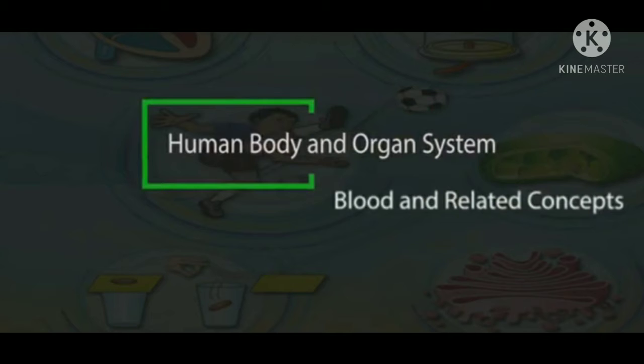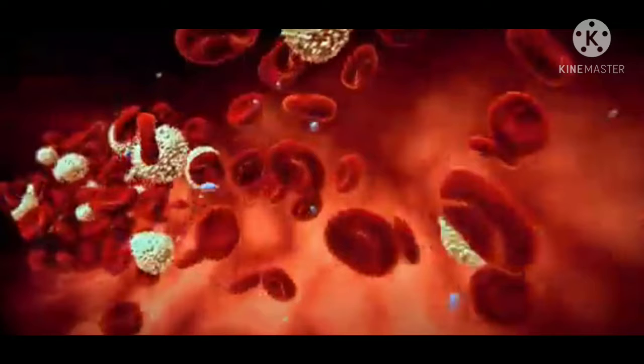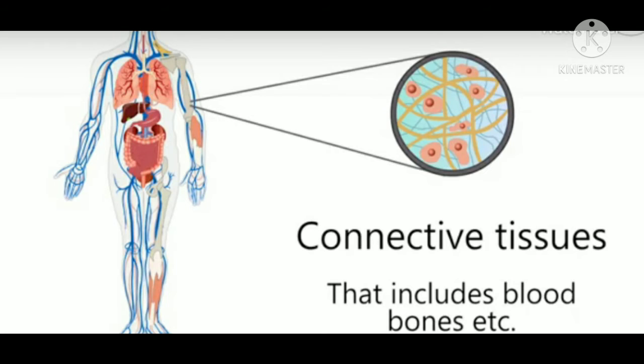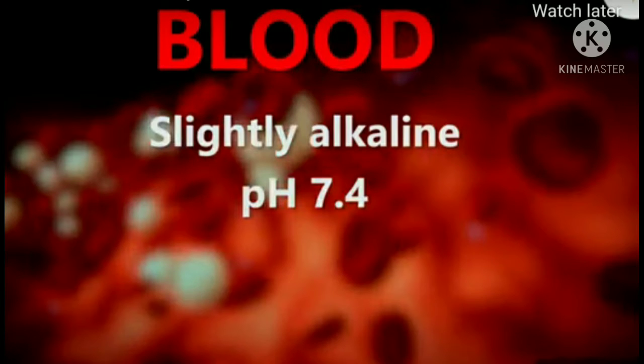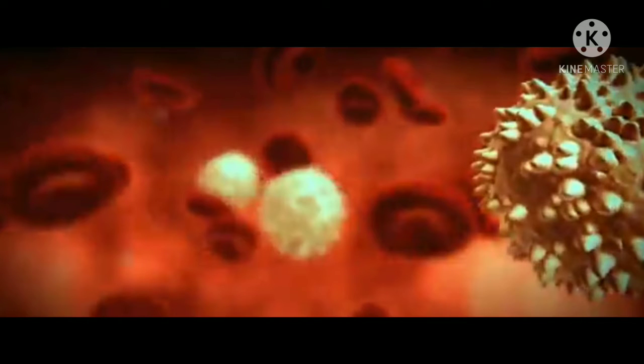Students, we know that inside our body, blood is present. Blood is a transporting medium, but it is not a fluid, it is a connective tissue. It is slightly alkaline with pH 7.4, salty in taste. Actually, in blood, there is a fluid called plasma, and blood cells are floated in plasma.